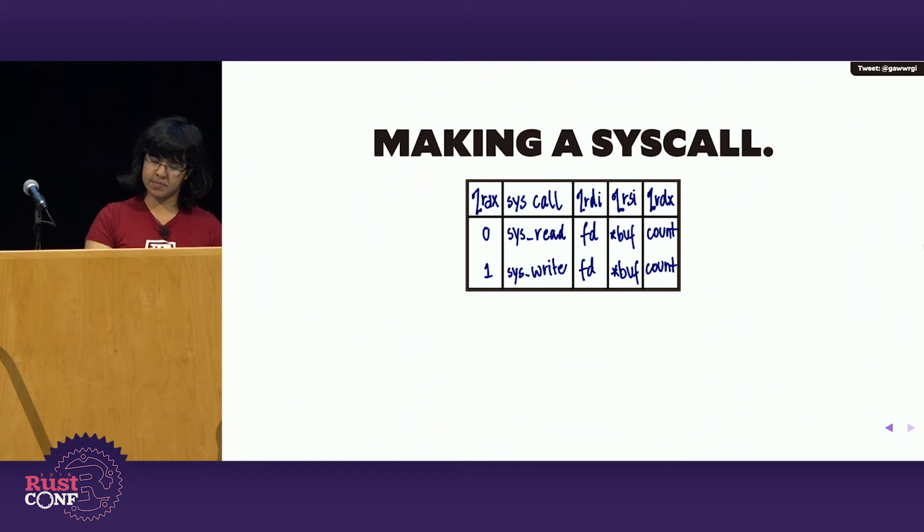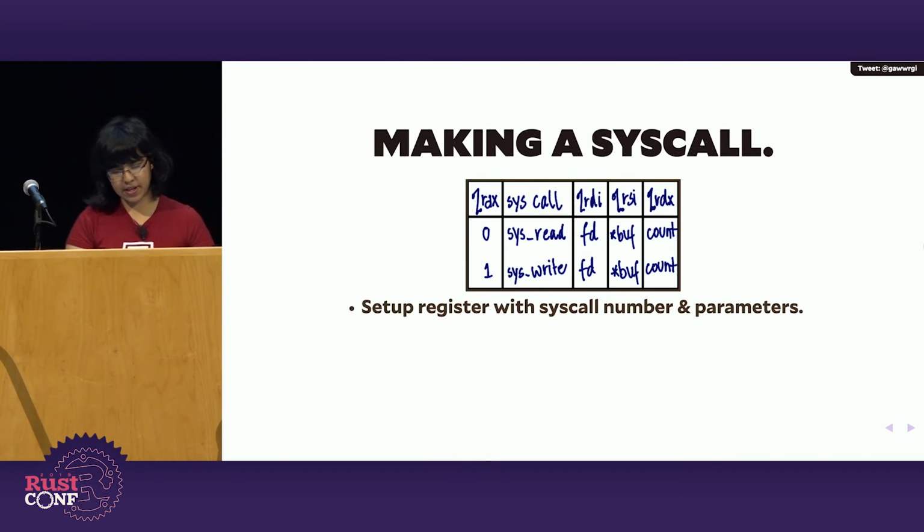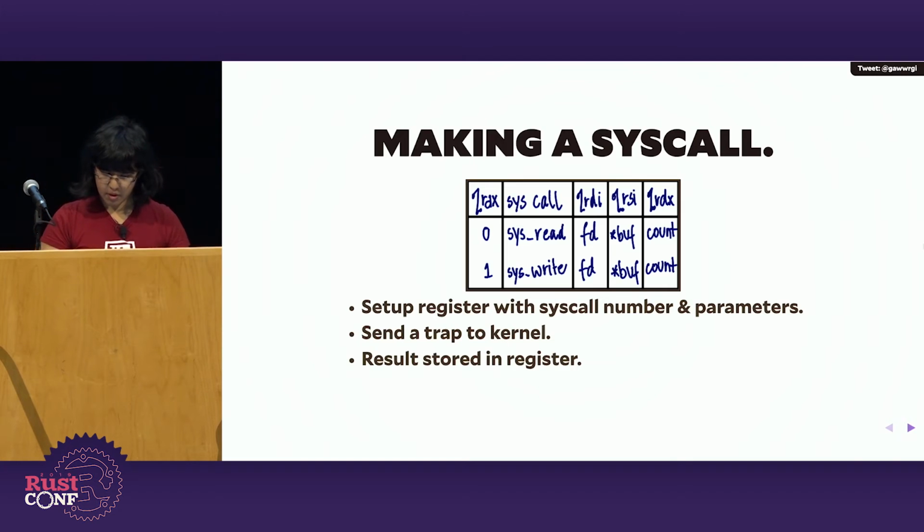So making a system call is: you have a register where you would have the file descriptor stored, a register where you have the buffer stored, and a register with the count of bytes that are to be read, for example. So you set up a register with a system call number and parameters. You send a trap to the kernel, and you get the results stored in the register.